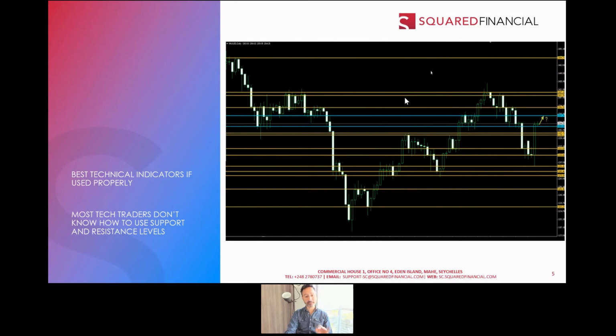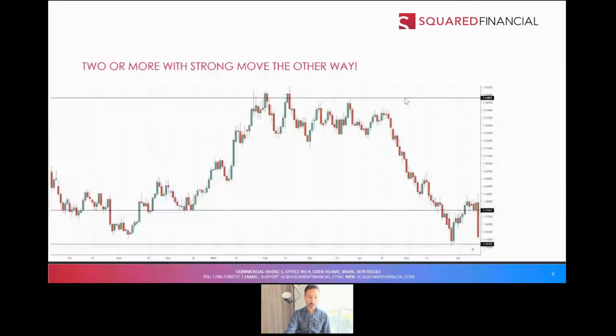Most tech traders, again, don't know how to use the support and resistance levels, and they're the best technical indicators if they are used properly. The support resistance levels I use a lot. 90% of the time I rely on them. 10 or 20%, let's say, I rely on the moving averages as well. So two or more, as we said before, two or more with a strong move the other way.